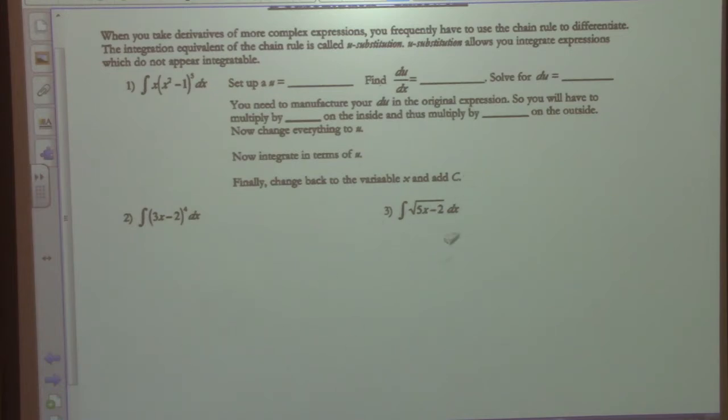Yeah, this will be to the 1/2 power, right? That's another thing. Make your calculus friendly, if that's possible.